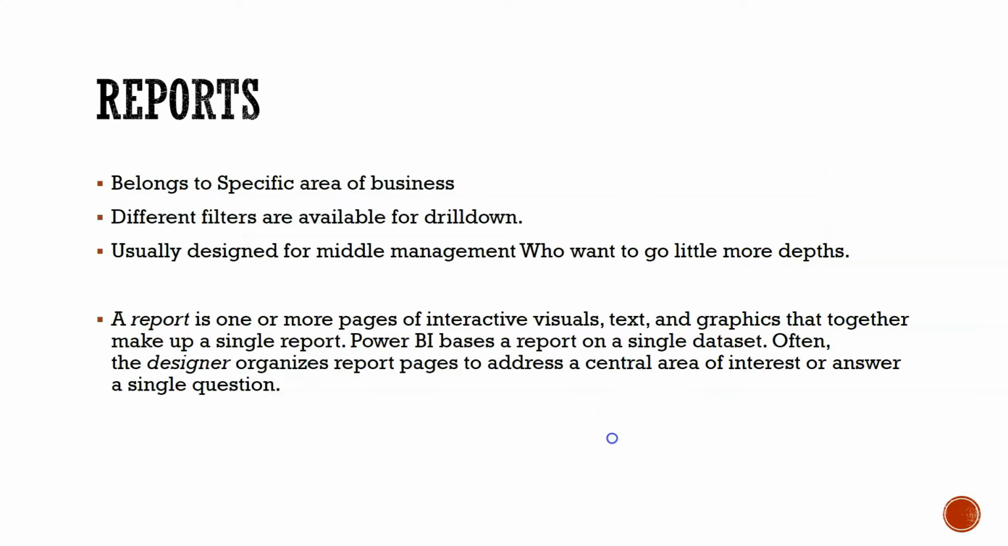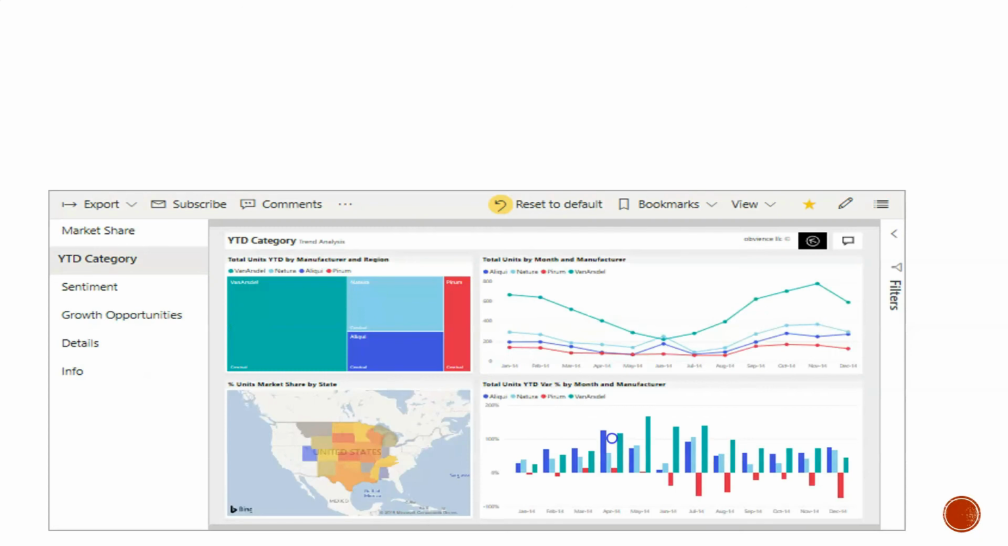What are reports? Reports belong to a specific area of a business. Different filters are available for drill down, usually designed for middle management who want to go into a little more depth. A report is one or more interactive visuals, text and graphics that together make up a single report. Power BI bases a report on a single dataset. Often the designer organizes the report pages to address a central area of interest or answer a single question. So this is an example of a report. You can see filters are available on the left side.